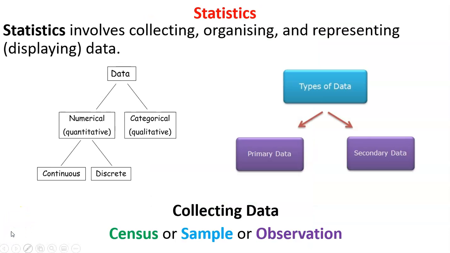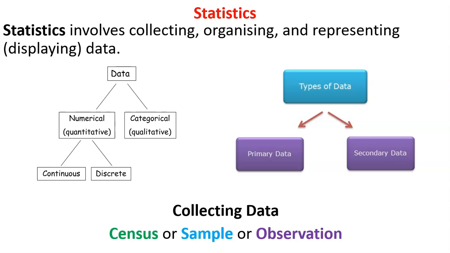So quick recap from what we did in our last lesson. We said that statistics involves collecting, organising and representing data. So we looked at two different types of data. We said that there was numerical or quantitative data, which means it's data that contains numbers. And then we can have numerical data which is continuous, or numerical data which is discrete.